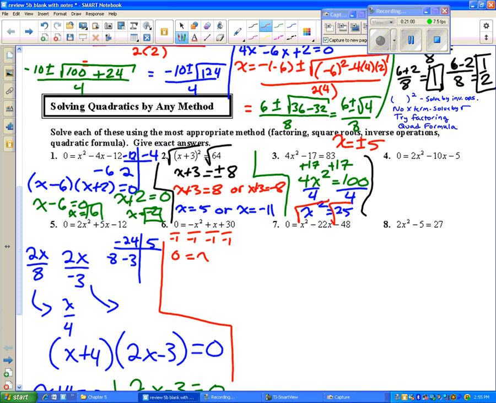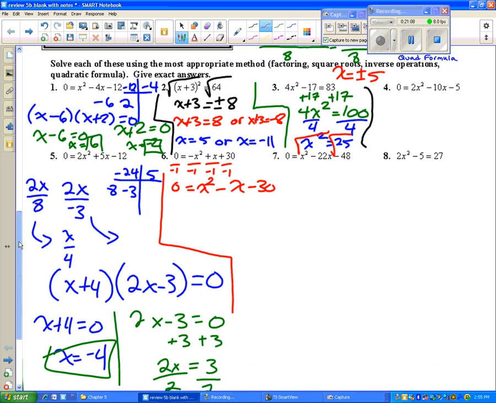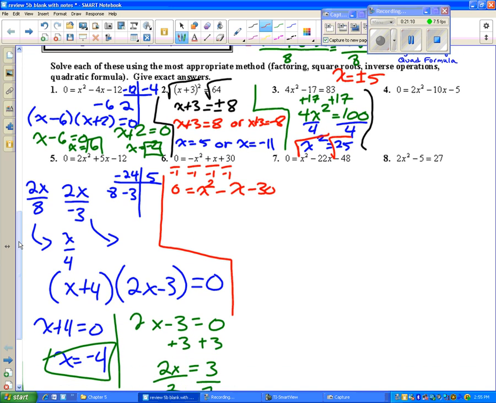0 is equal to x squared minus x minus 30. And the question is, what multiplies to be negative 30 and adds to be negative 1? I'm believing that to be negative 6 and 5. Let's use a different color. So this is x minus 6 times x plus 5 is equal to 0.